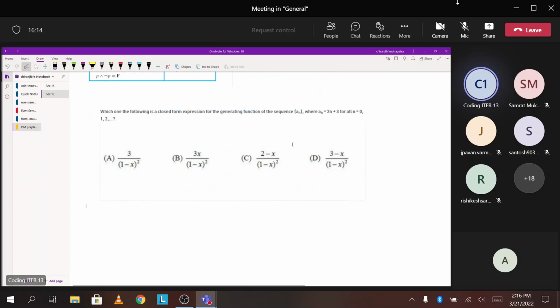So be attentive in this class. Okay, which one of the following is a closed form expression for the generating function of the sequence an equals 2n plus 3? How does the generating function look like?